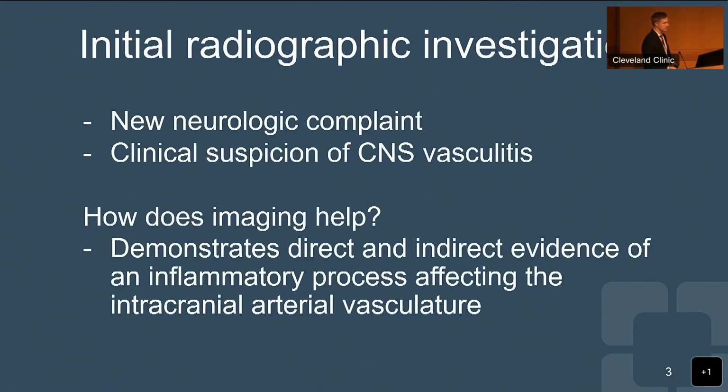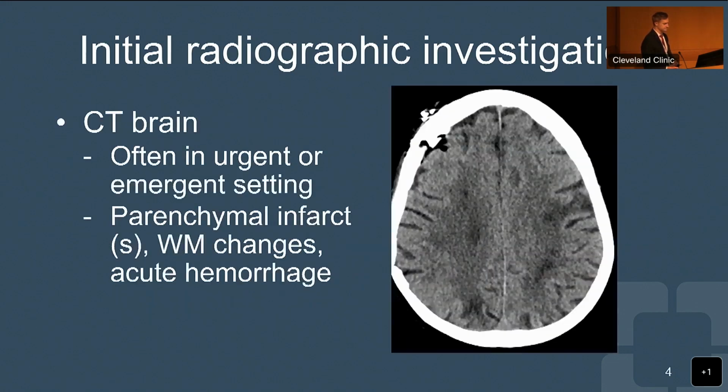How is imaging going to help us? What we can do is help demonstrate direct and indirect evidence of an inflammatory process affecting the intracranial arterial vasculature. So we're able to see clues on imaging that help support the diagnosis of CNS vasculitis.